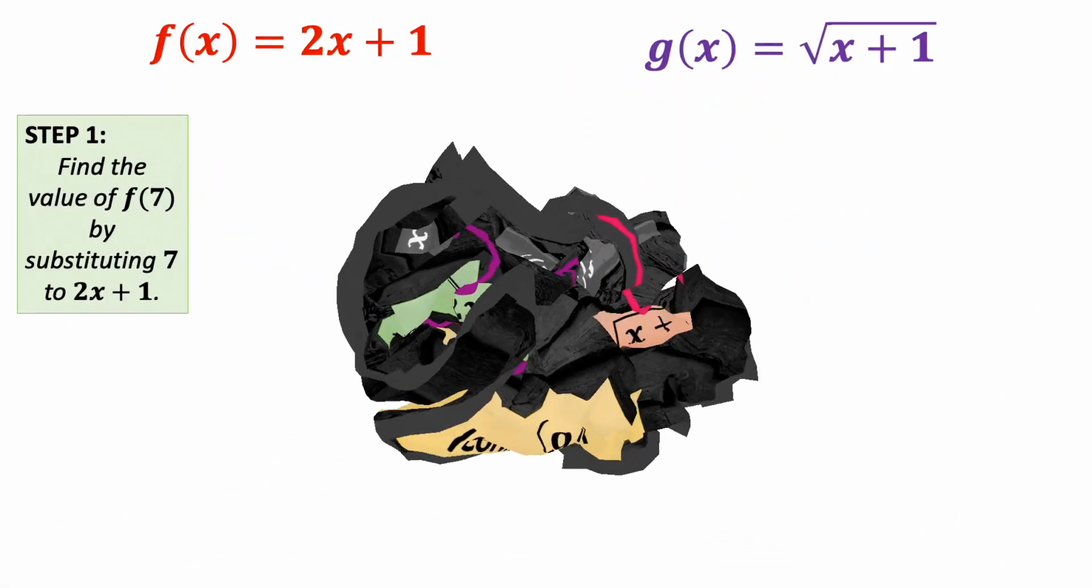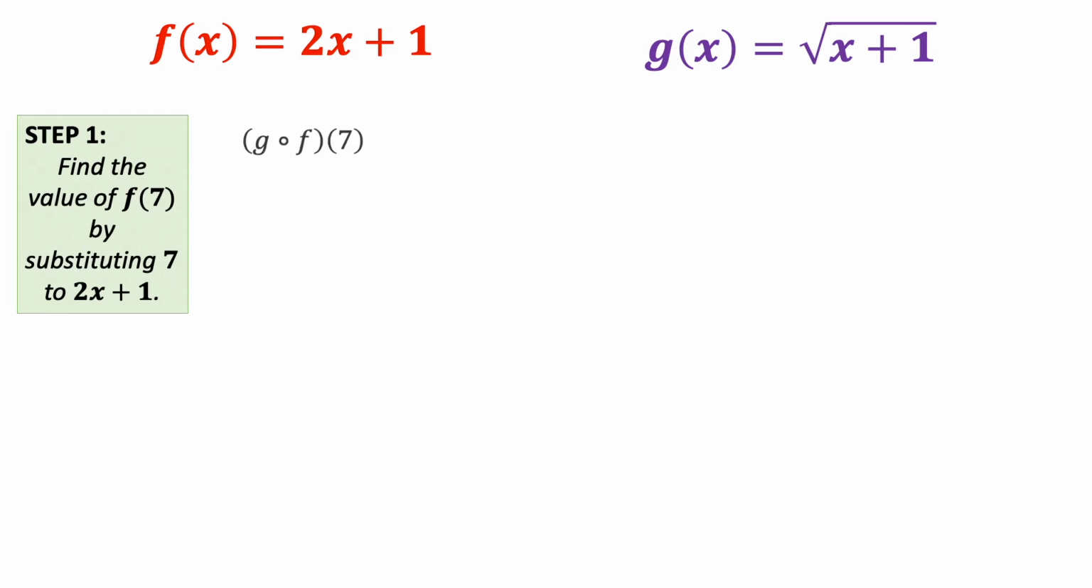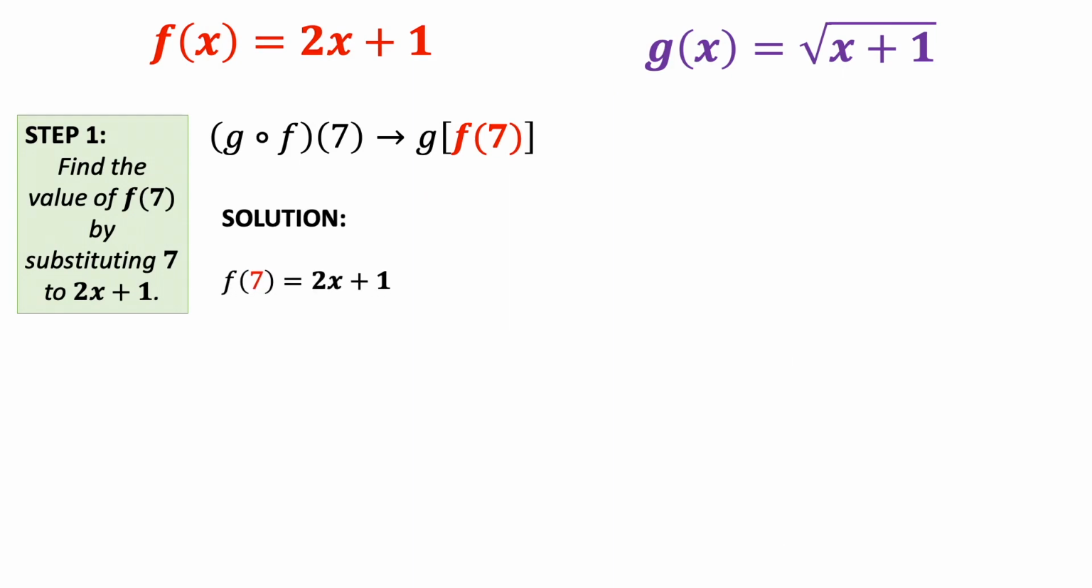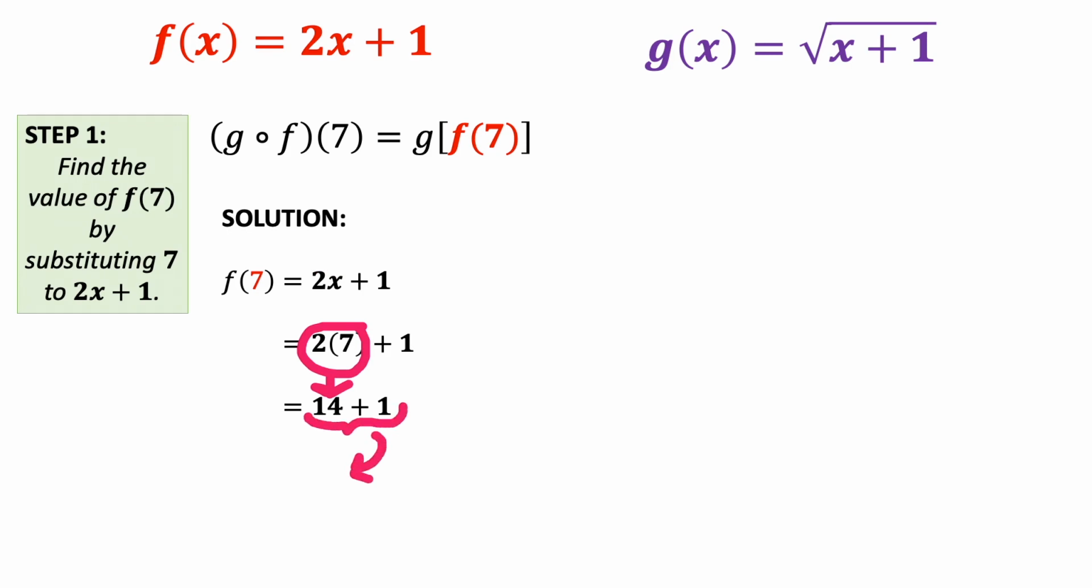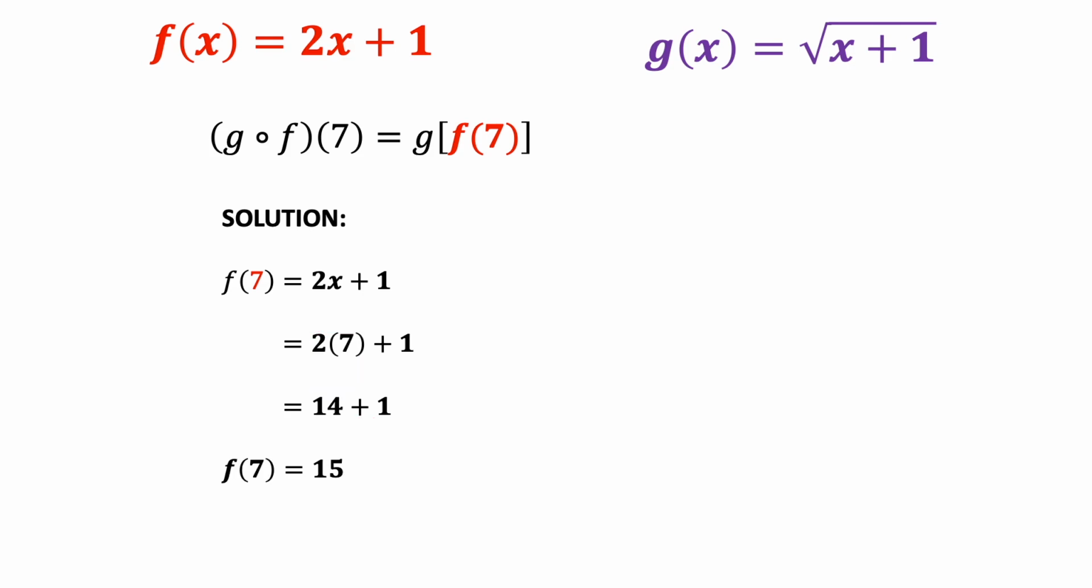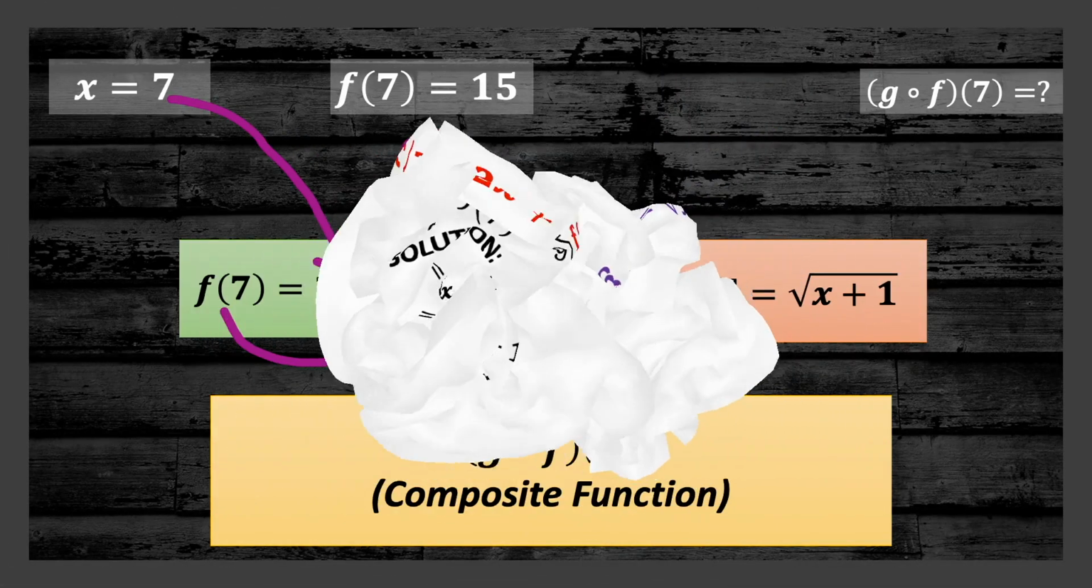Let's do the first step. Let's find f of 7. To do this, we need to substitute 7 to the x variable of the equation of f of x. Therefore, we will have 2 multiplied by the quantity 7 plus 1. Multiplying 7 by 2, we will get 14 plus 1. Then, adding 14 and 1 will give us 15. Therefore, the value of f of 7 is 15.